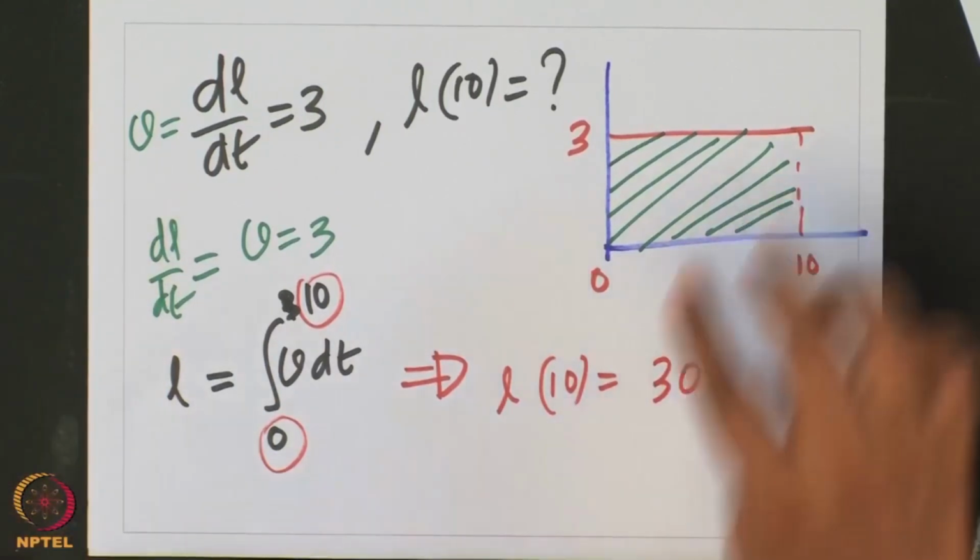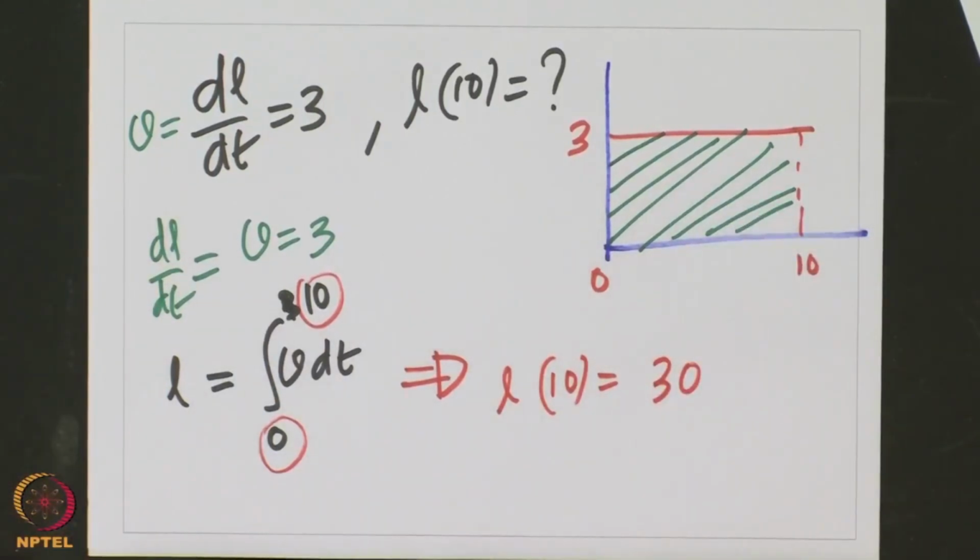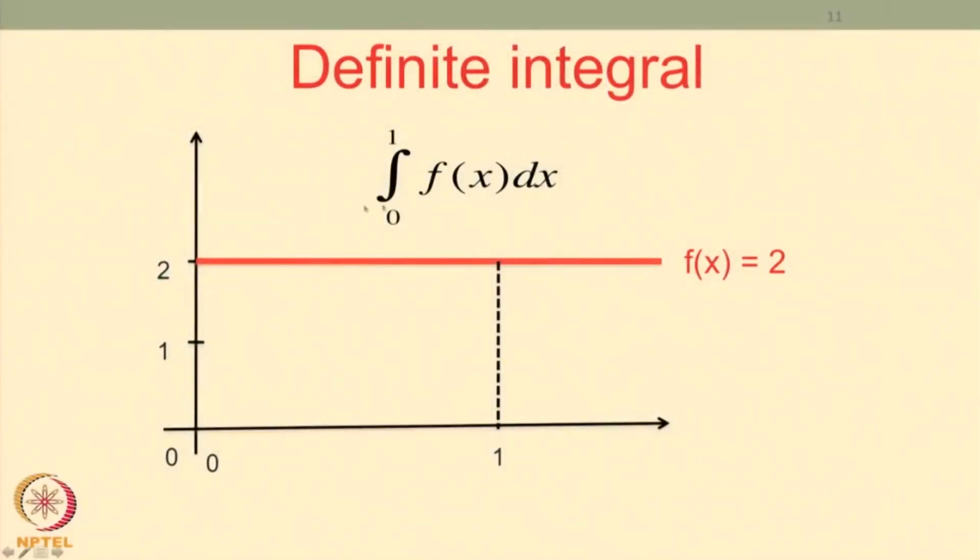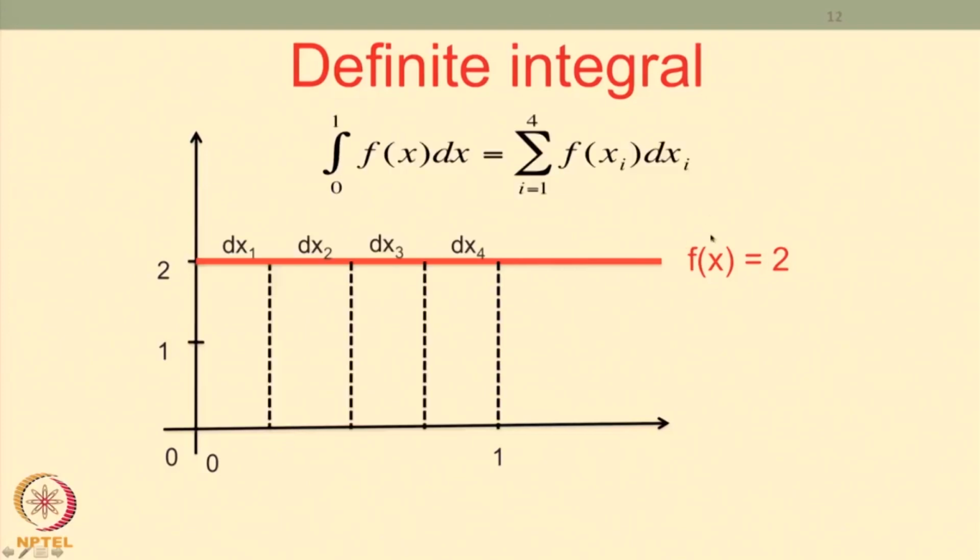It will turn out to be 30. So that's what we did here, and let us take another example, f of x dx, whatever the function. If I want to integrate from 0 to 1, this is nothing but finding the area from 0 to 1. And if I take f of x as 2, this definite integral can be written as a sum of f of xi times dxi, where f of xi is the height at some location i.